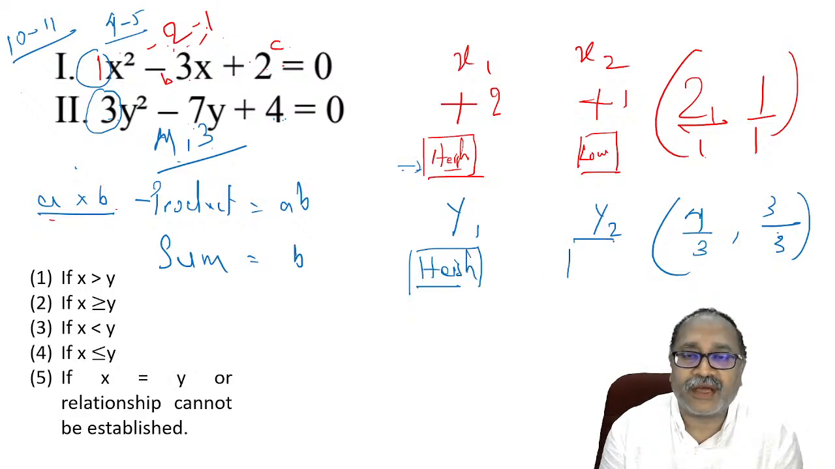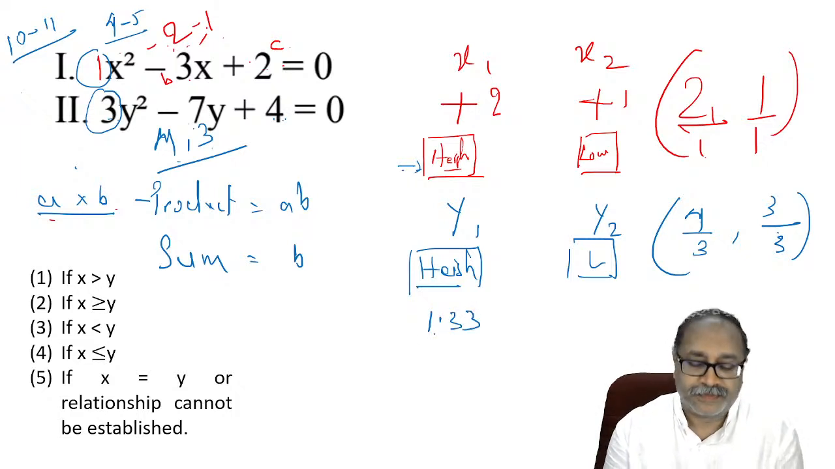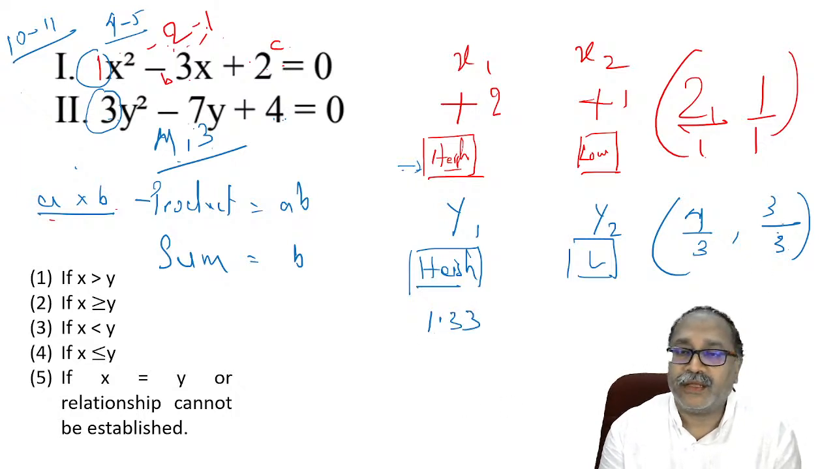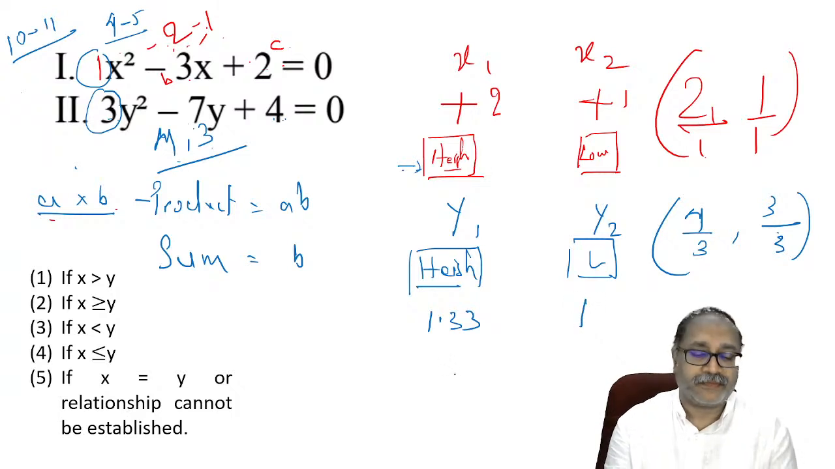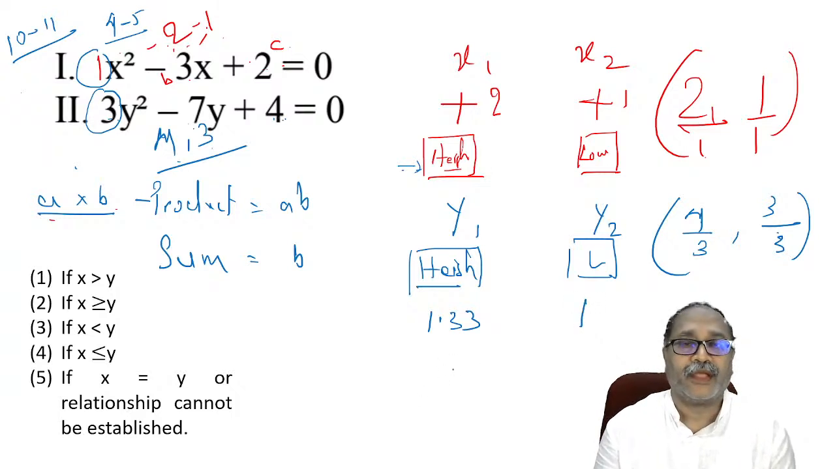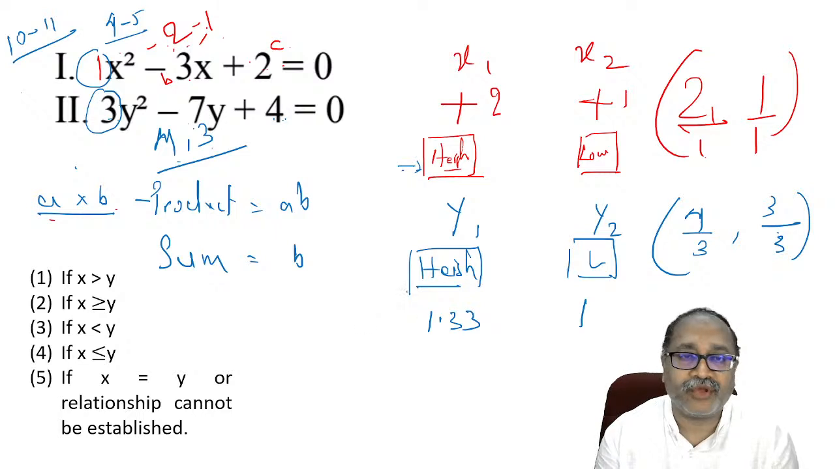And which number will come next? The lower number will come next. Which is the higher number? 4 by 3. And 4 by 3 is nothing but 1.33. And 3 by 3, that is 1. Now, did you understand? Both the numbers are plus. This is plus and this is also plus.